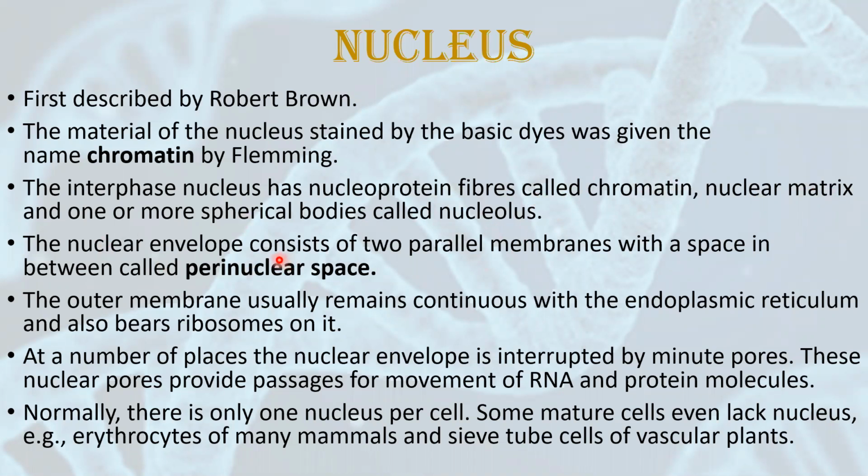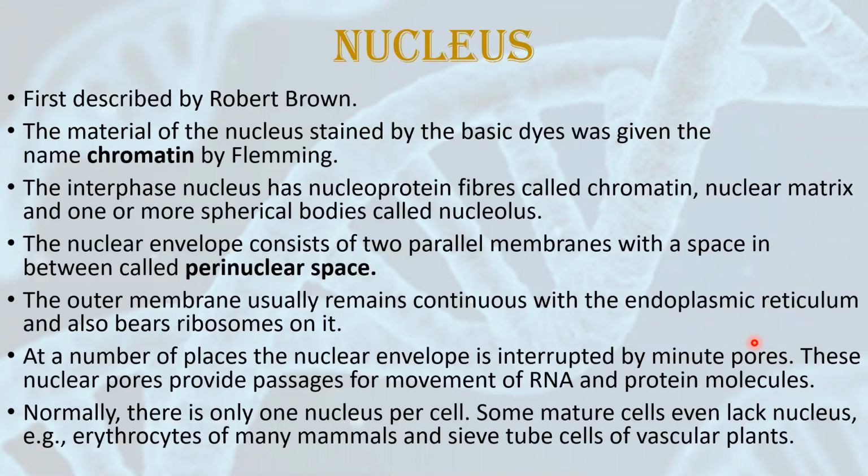When we talk about the envelope or the membrane of the nucleus, we see that it is double membrane bound. Double membrane bound means it has one outer membrane and one inner membrane. Between these two membranes, there is a space called perinuclear space, which is filled with a fluid known as perinuclear fluid. The outer membrane is generally continuous with endoplasmic reticulum, which we have seen already when we were studying endoplasmic reticulum. So the outer membrane will be continuous with endoplasmic reticulum.